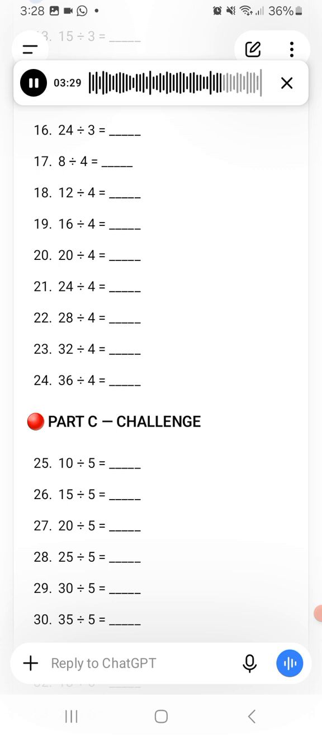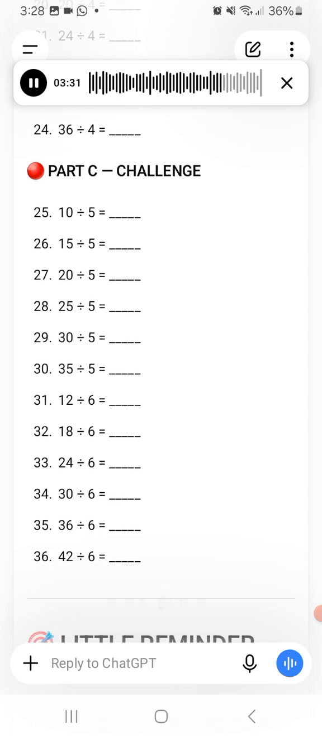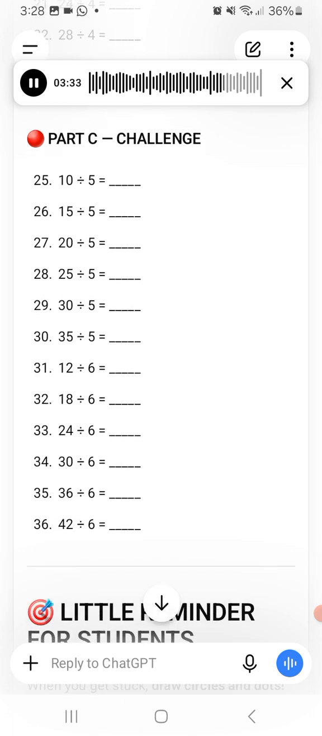Part C, challenge. 25, 10 ÷ 5. 26, 15 ÷ 5. 27, 20 ÷ 5. 28, 25 ÷ 5. 29, 30 ÷ 5. 30, 35 ÷ 5. 31, 12 ÷ 6. 32, 18 ÷ 6. 33, 24 ÷ 6. 34, 30 ÷ 6. 35, 36 ÷ 6. 36, 42 ÷ 6.